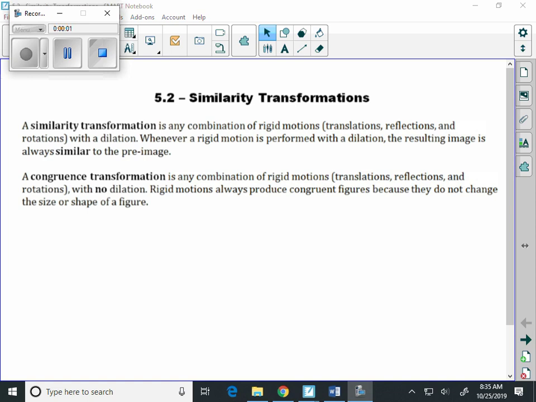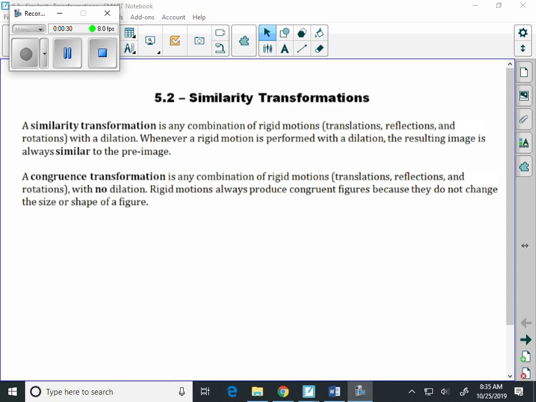We're talking about today are similarity transformations, and just a reminder that when figures are similar, the angles are congruent and the sides are proportional. But a similarity transformation is any combination of rigid motions, translations, reflections, rotations, with a dilation. So that's what I want to specify especially.